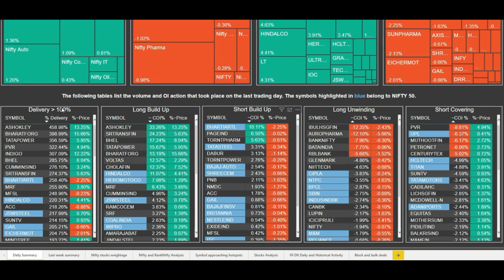Now coming to the third table, which tells us about the short build-up. Short build-up means that in these particular stocks, short positions were made. You can see the price was negative, in red, for all the stocks in this table, and where the open interest is greater than 5%, we have highlighted it in green. In the top 3 stocks, you can say the highest short positions were made. People are bearish in these stocks, that's why they have made short positions. On the Bharti Airtel side, it fell 2.25% today, and the open interest was 10.11%, so around 10% cumulative open interest.